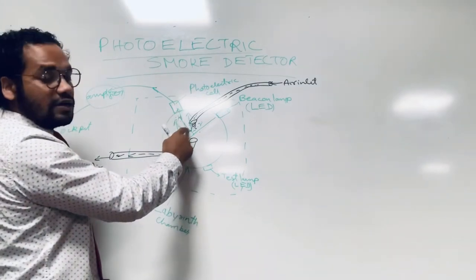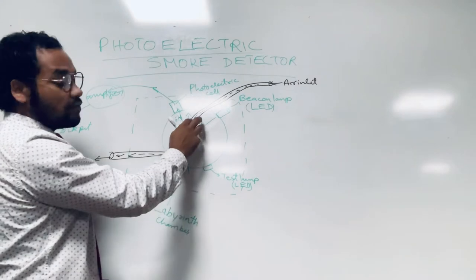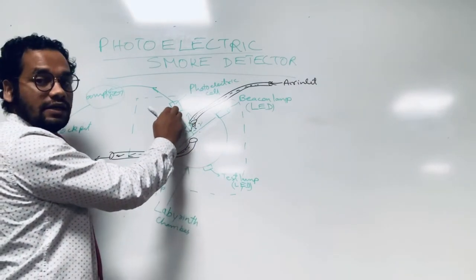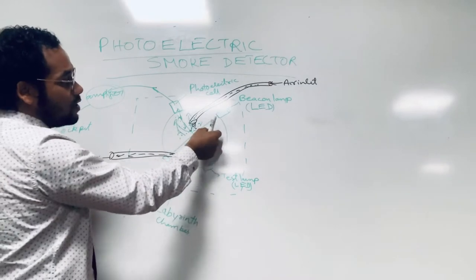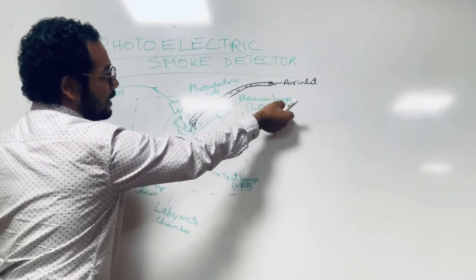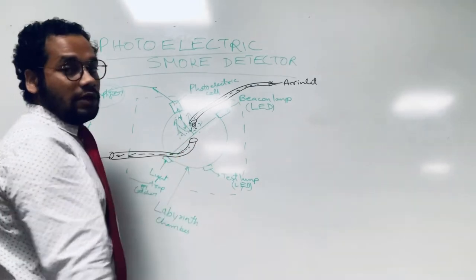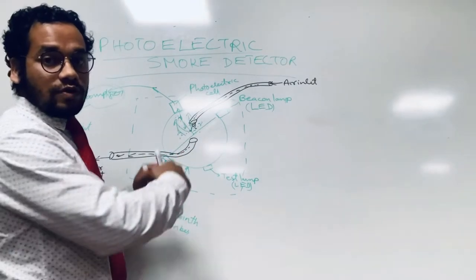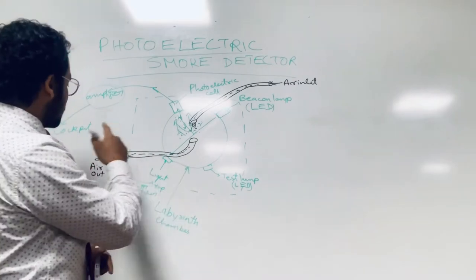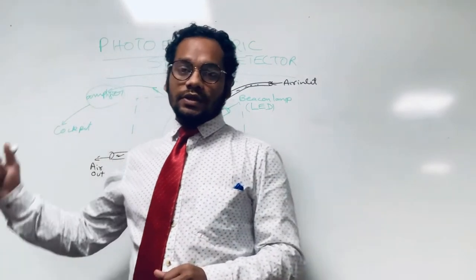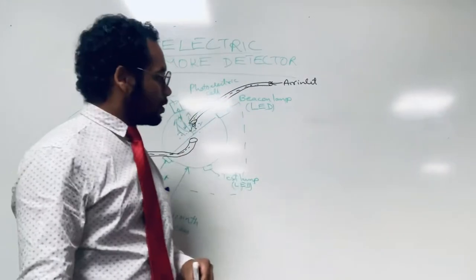Okay, how did the light get reflected? Because of the presence of smoke in the air. The smoke particles had reflected the light. Which light? The light beam which used to come from the beacon lamp LED towards the light trap. So that light was reflected, and hence because of this whole process we get the alert in the cockpit. So friends, I hope you're clear with the operation of the photoelectric smoke detector.